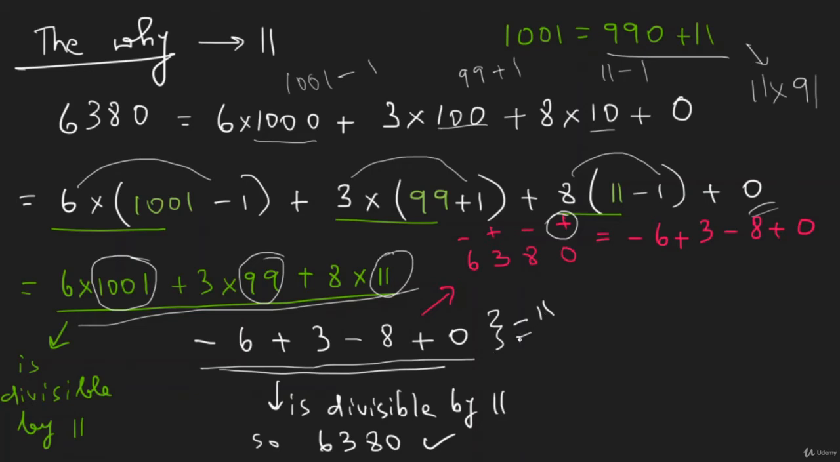Don't worry that it's a negative over here. The value that you get over here should just be divisible by 11, whether it's minus 11, minus 22 or 11 or 22 or 33 or 0. In all of these cases the given number will be divisible by 11. Let's see one more way of thinking about this.